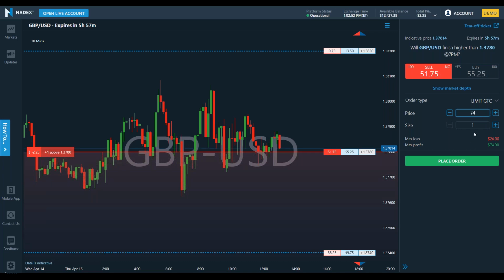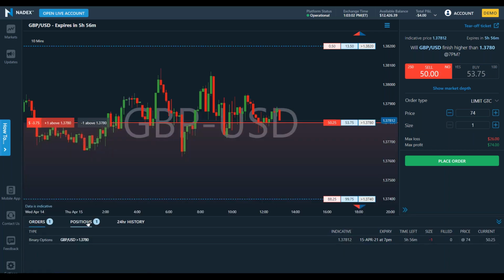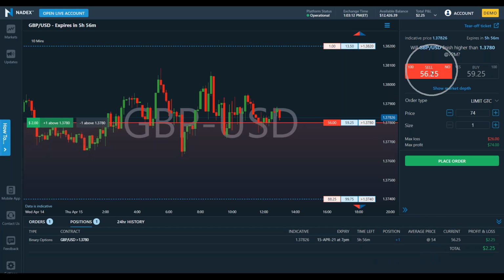Now, if I were to sell it at 74, I would be unwinding my long position. When I place this order, I am trying to sell one up above at 74. Now, if I look in my positions below, I know that I bought one at 54. Okay? And it looks like it's going higher right now. Hey, that's great.